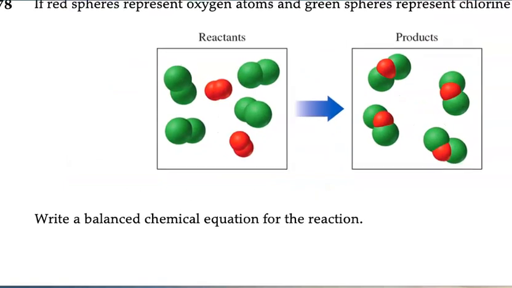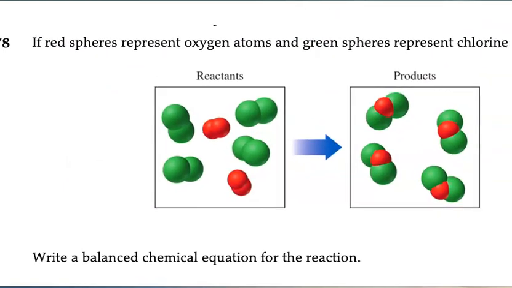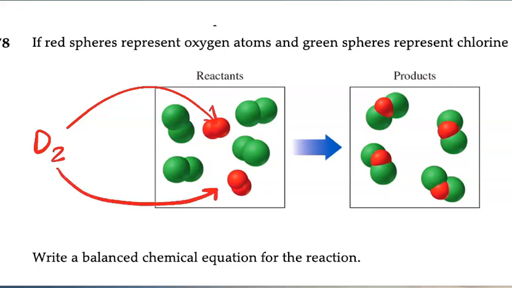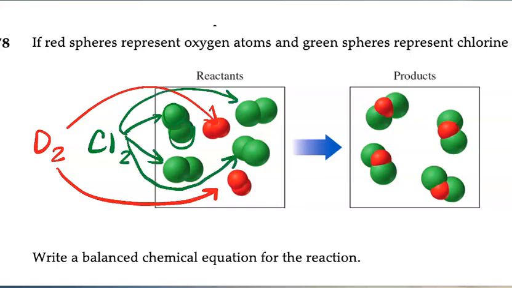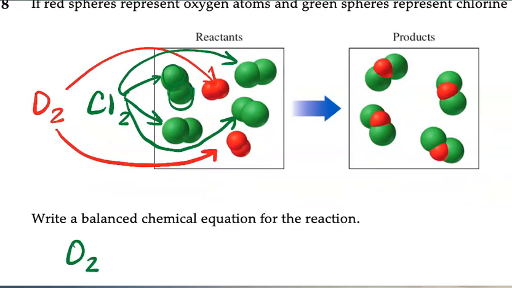And that's another similar one. So the red spheres are oxygen. So the red here is O, oxygen, and they're 2 together, so that's O2. And I have 2 of them. And the green spheres represent chlorine. So it's chlorine, and I see I have 2 atoms, so that's Cl2. So I have 1, 2, 3, 4 molecules of Cl. So I would write that as O2, and I have 2 molecules of that, plus 4 molecules of Cl2 yields.